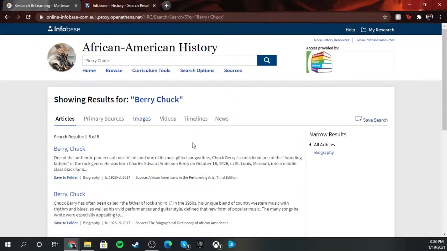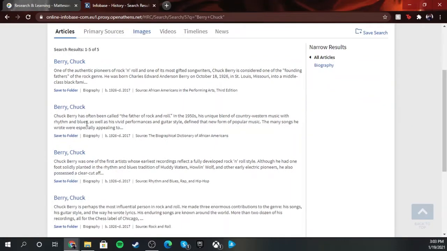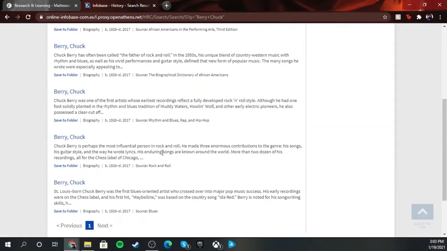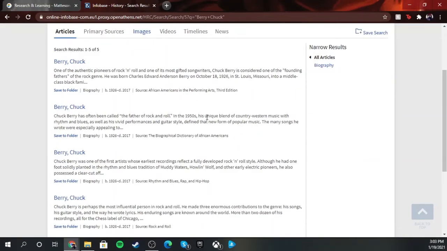That one stood out to me first. So a couple little articles here, and each one will have their sources and the biography on them. So in case you just need different sources, this would be African American Performing Arts, Biographical Dictionary of African Americans, Rhythm and Blues. So you do have different sources that you can quote here. So you have to be going to different types of websites or grabbing books and so forth.